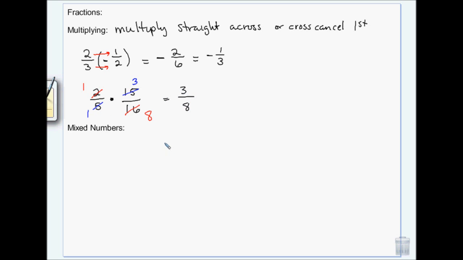And I'd get the same answer if I just multiplied straight across and then reduced. Basically, you can multiply and then reduce, or you can reduce first and then multiply. It's just up to you which you prefer. I've had students in the past that did not like cross-canceling and they found it confusing. If it's confusing, don't do it.